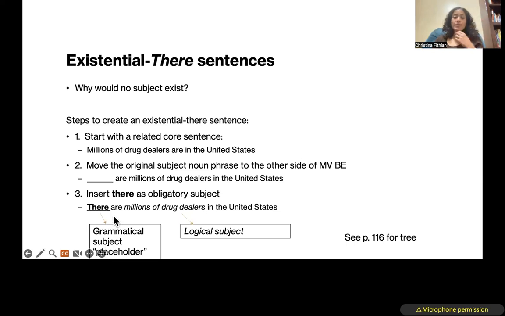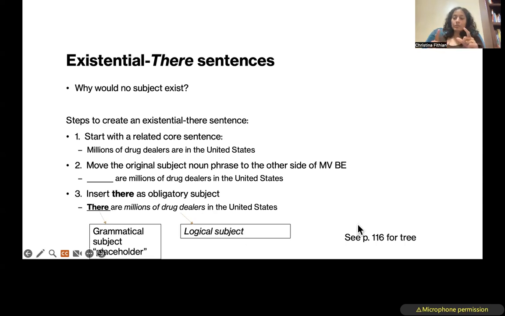Then we have to put in there. So the fact that millions of drug dealers moved to the other side of the verb be is what necessitates the insertion of there as a grammatical subject placeholder. So once again, you're going to write noun phrase, grammatical subject, gram subj, and then millions of drug dealers is going to be a logical subject, which you're going to label on your tree.